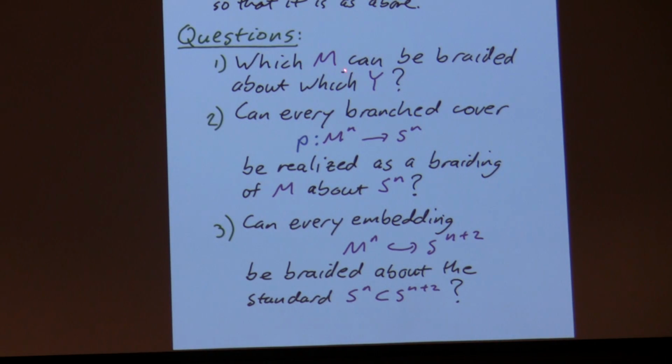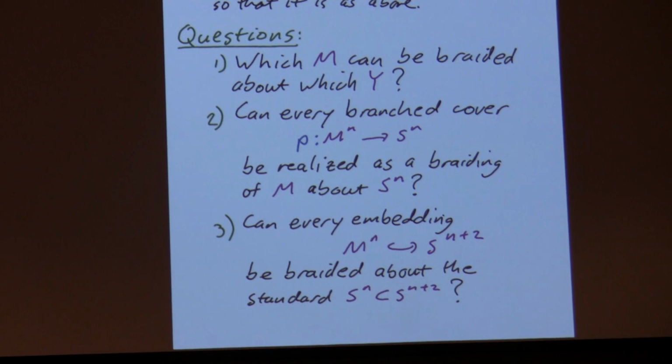A slightly more refined question is, suppose you're already given a branched cover. I happen to already make Y the sphere, but that could still be a general Y. But given a general branched cover of M over Y, you can ask, can that branched cover be realized as part of a braided embedding? You would think that might be very easy. We're actually going to see that maybe it's not so easy.